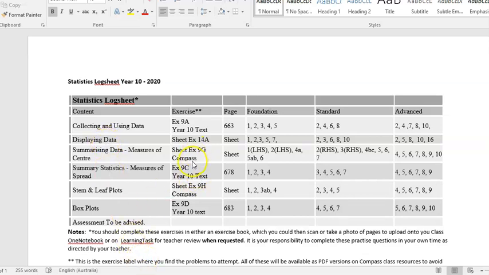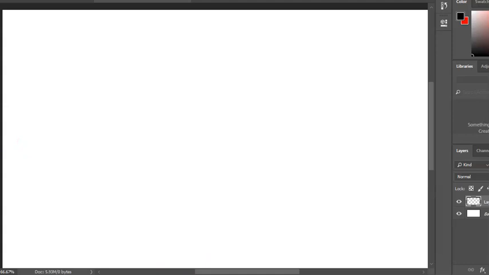So this will be updated soon. Please don't attempt the questions from 14c, but rather use the sheets from 14a. Again, 14a will also be put up on Compass and Microsoft 365. So displaying data. There aren't necessarily any sheets that go along with this, so your best bet is to copy down these notes in regards to displaying data.